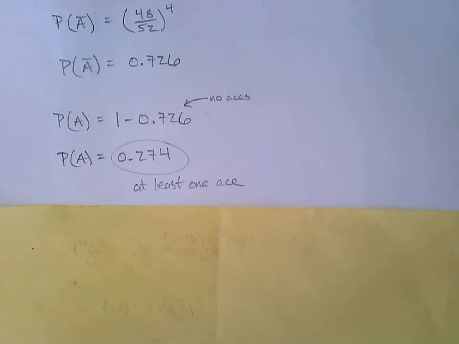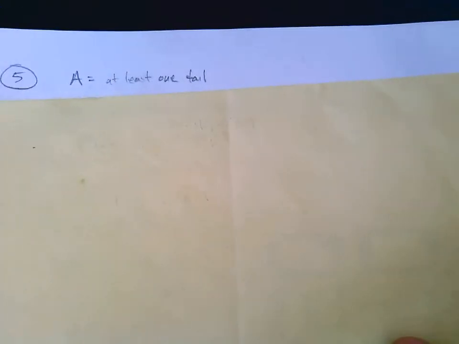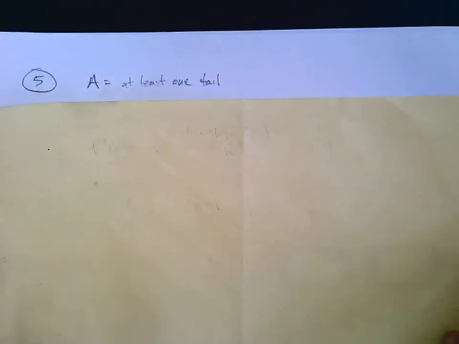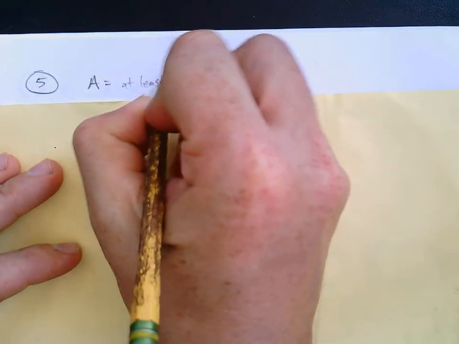Okay. The power of the complement. Let's move on to number 5. It's a similar situation, but now we are tossing a coin. We haven't had an example where we're tossing a coin. So these come up, you can imagine, fairly regularly when it comes to probability questions.